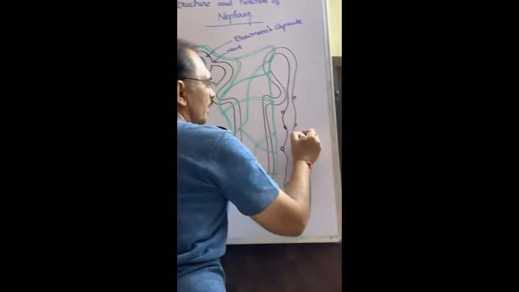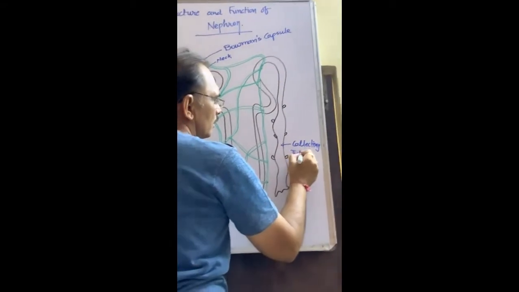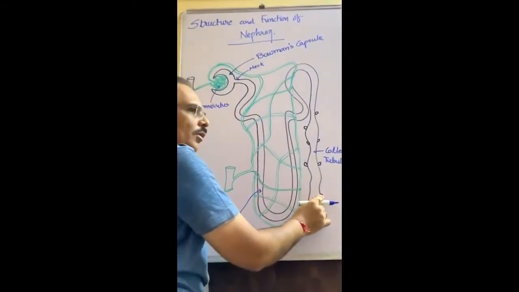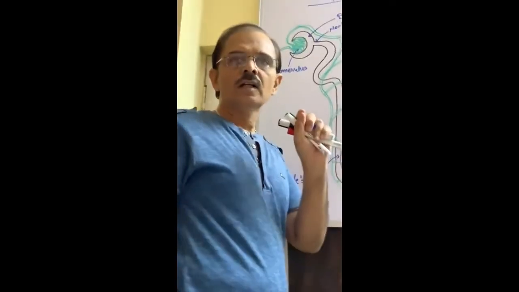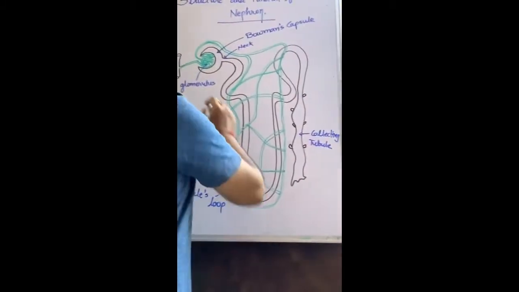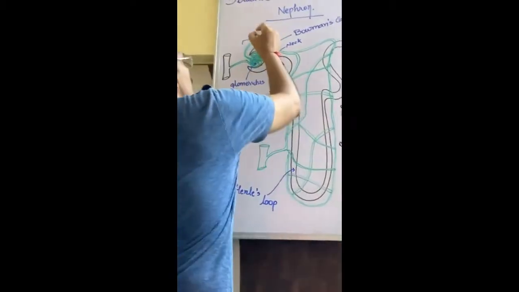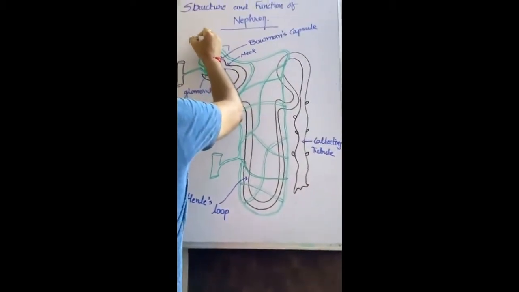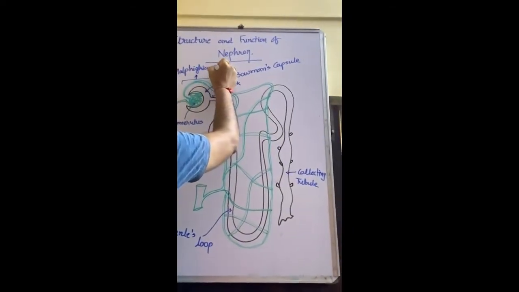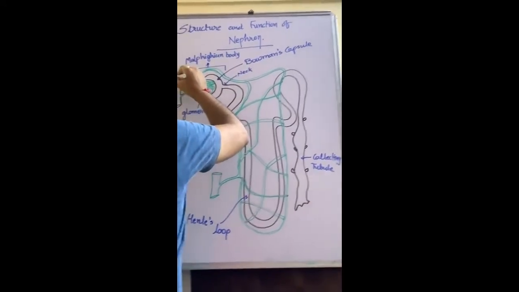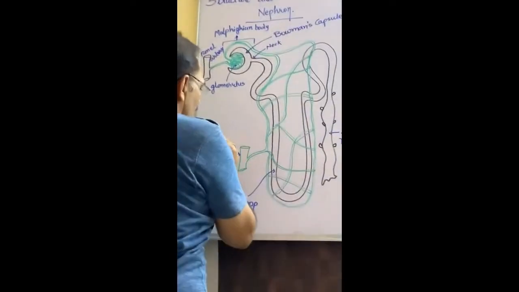From here, urine is collected, so it is called collecting tubule. This collecting tubule enters into the ureter. Remember, collecting tubule is connected with ureter. Now this total, the combination of Bowman cap and glomerulus, is known as Malpighian body. This is renal artery. This is renal vein.